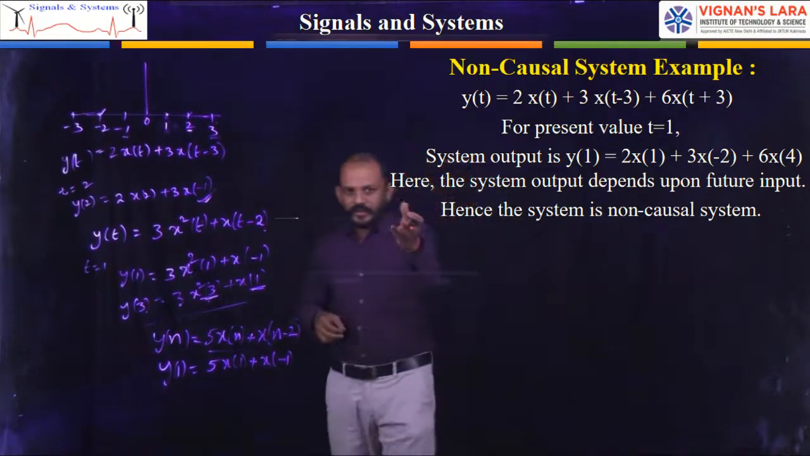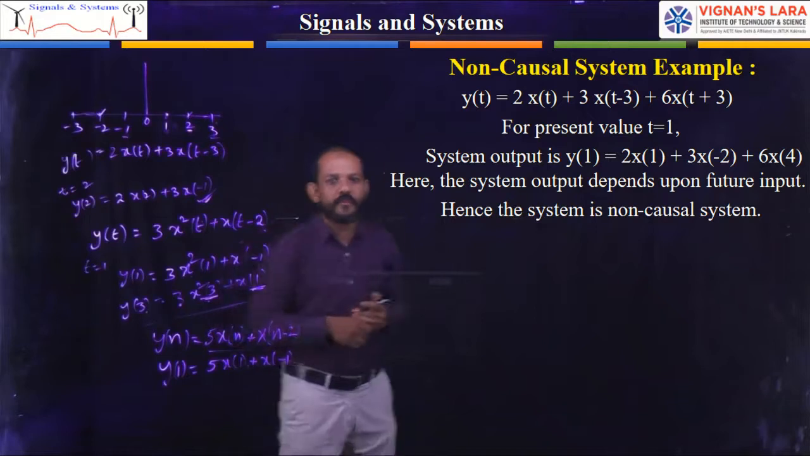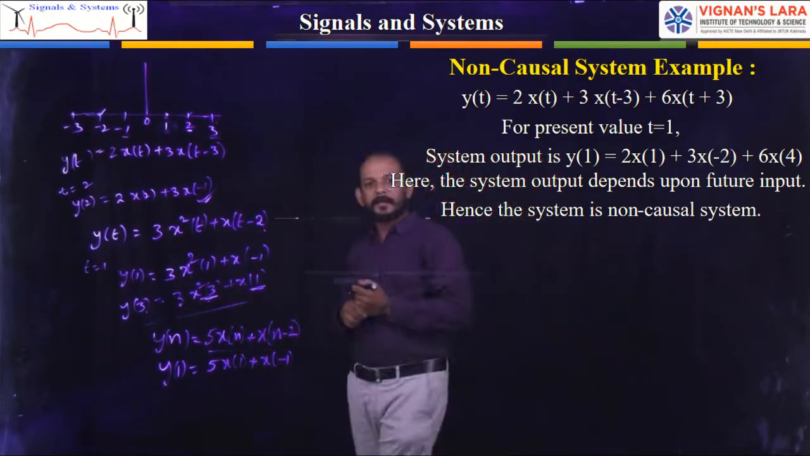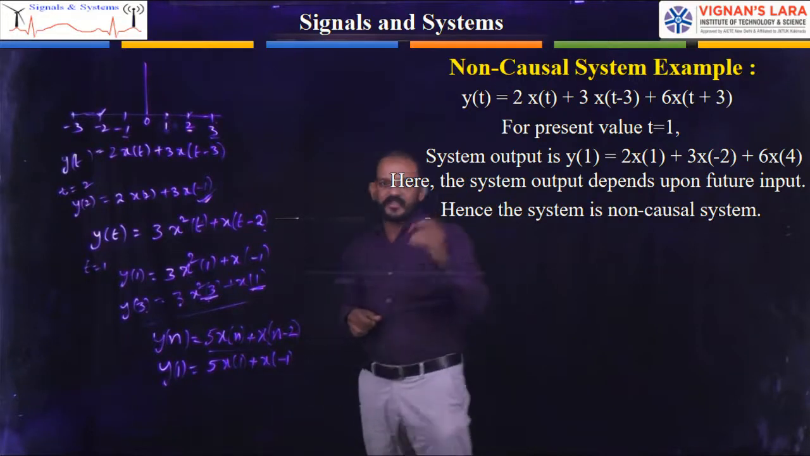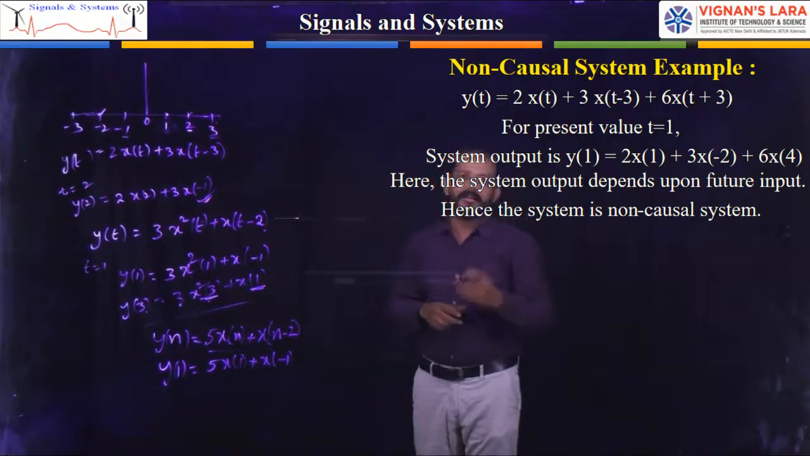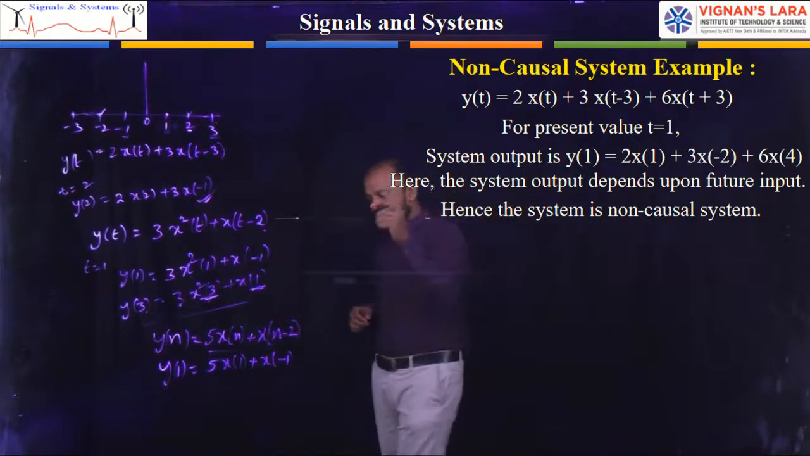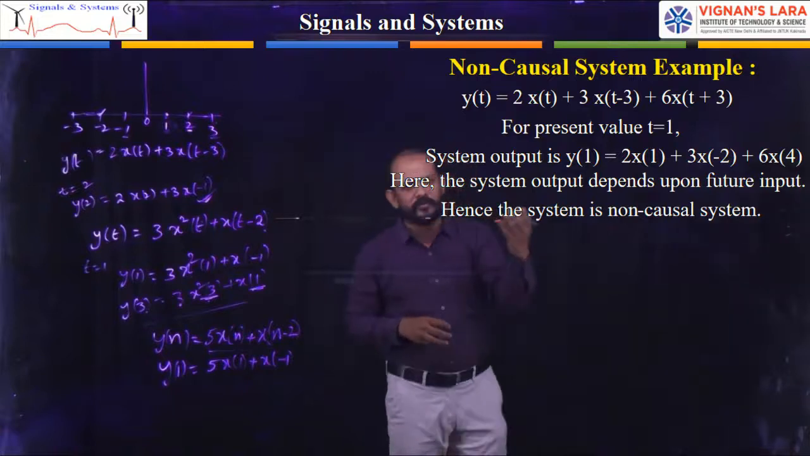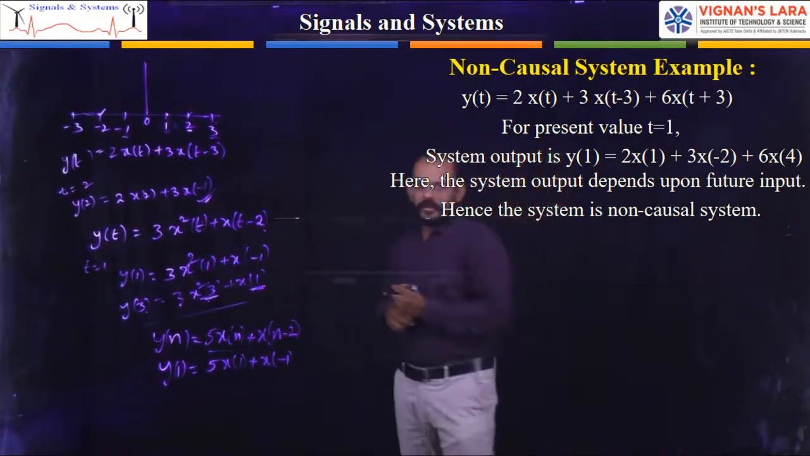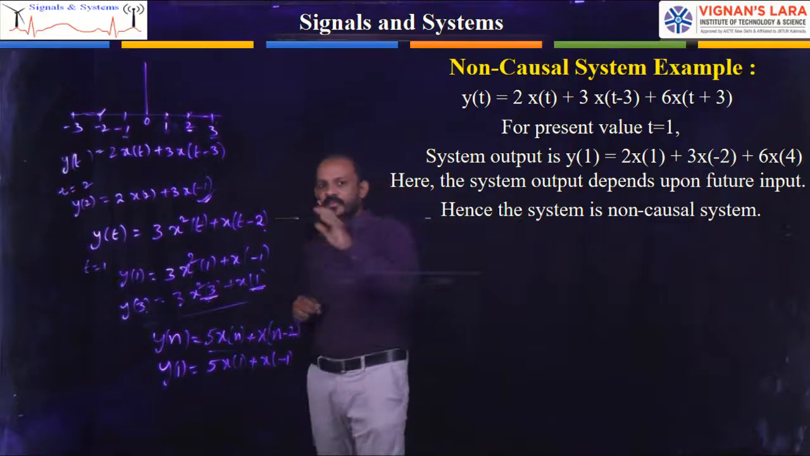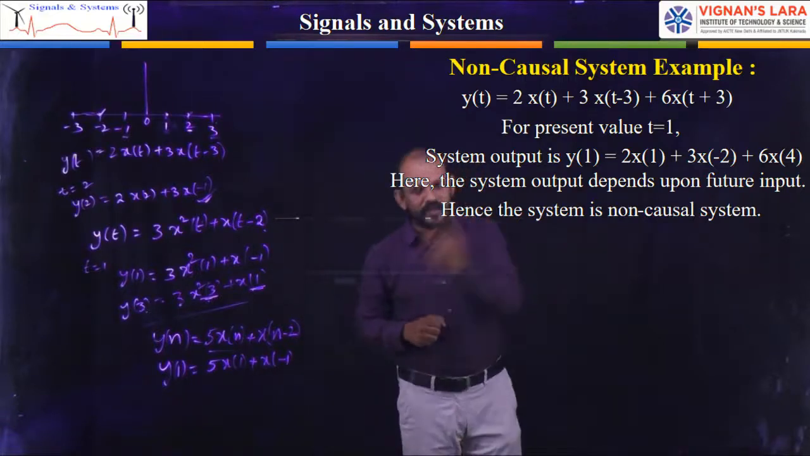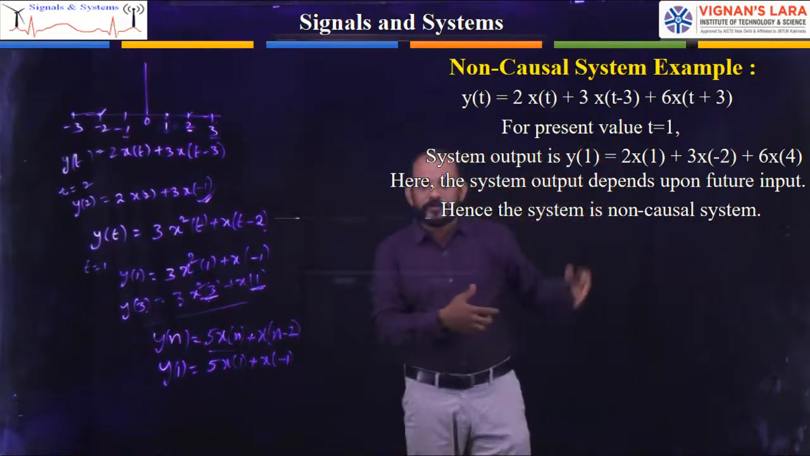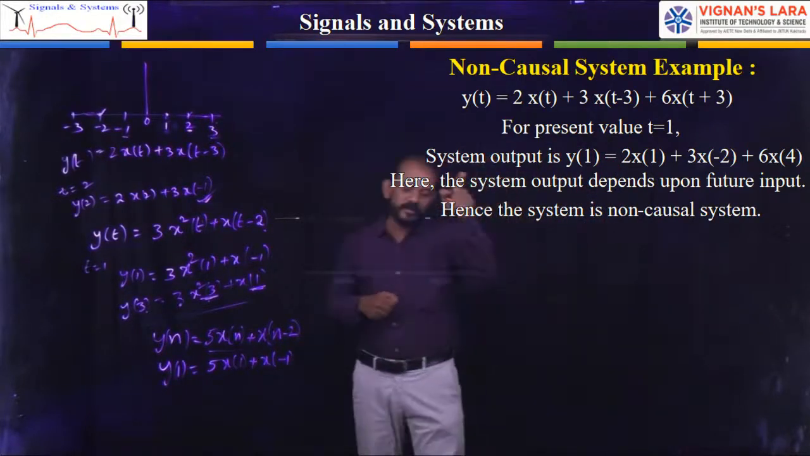So there I had taken the example as y of t equal to 2 into x of t plus 3 into x of t minus 3 plus 6 into x of t plus 3. That is what I had taken. So for the present value of t equal to 1, you can take anything, t equal to 0, t equal to 1, t equal to 2, t equal to 3, whatever. So there they had taken t equal to 1. So it has to satisfy the condition for all values of t. If for one value of t, I get the value of future input in the output, then I can say that is a non-causal system.